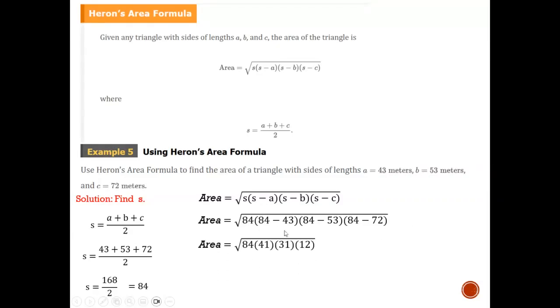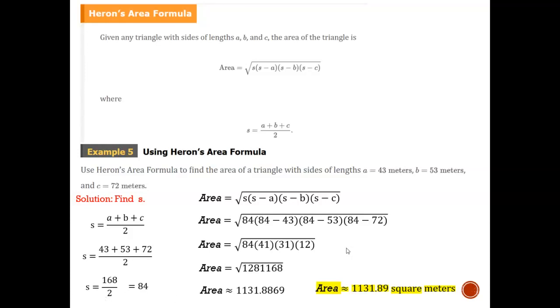Order of operations, subtract everything in parentheses, and then I multiply everything. It is the square root of everything under there, and I get 1131.8869. So depending on how they want you to round, if we round here to 2 decimal places, we get 1131.89 for the area.